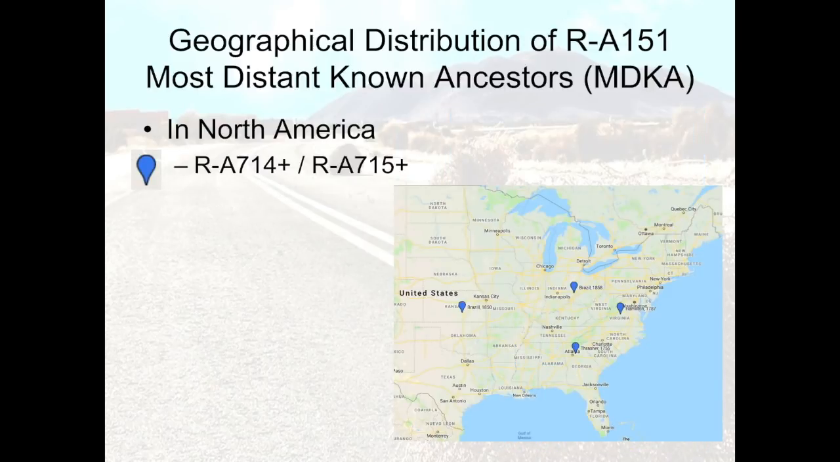So we have a number of individuals now that we have tested in North America, and I'm concentrating primarily here on the downstream branch, the 714 positive branch, 715 positive branch. So we have them here on the east coast of the US and going over towards the Midwest.